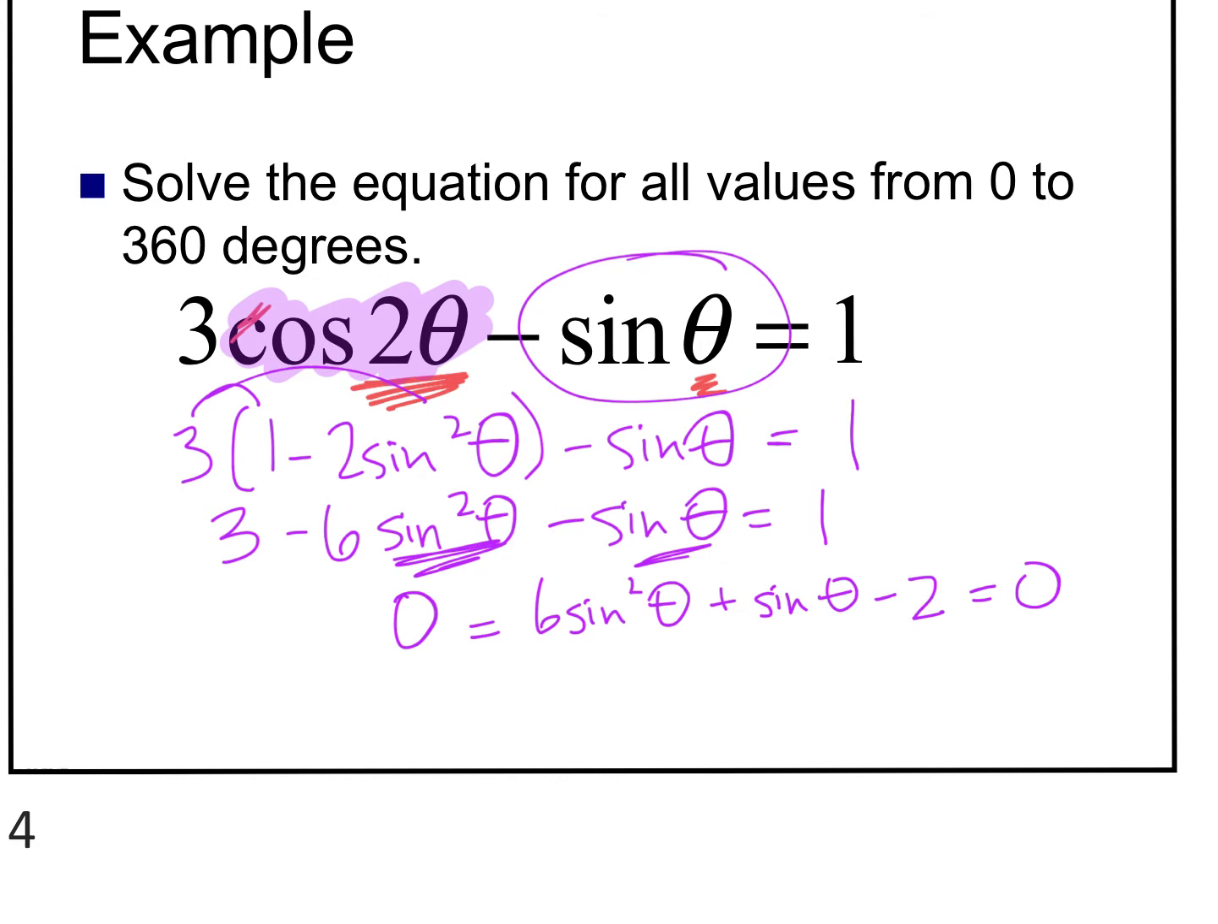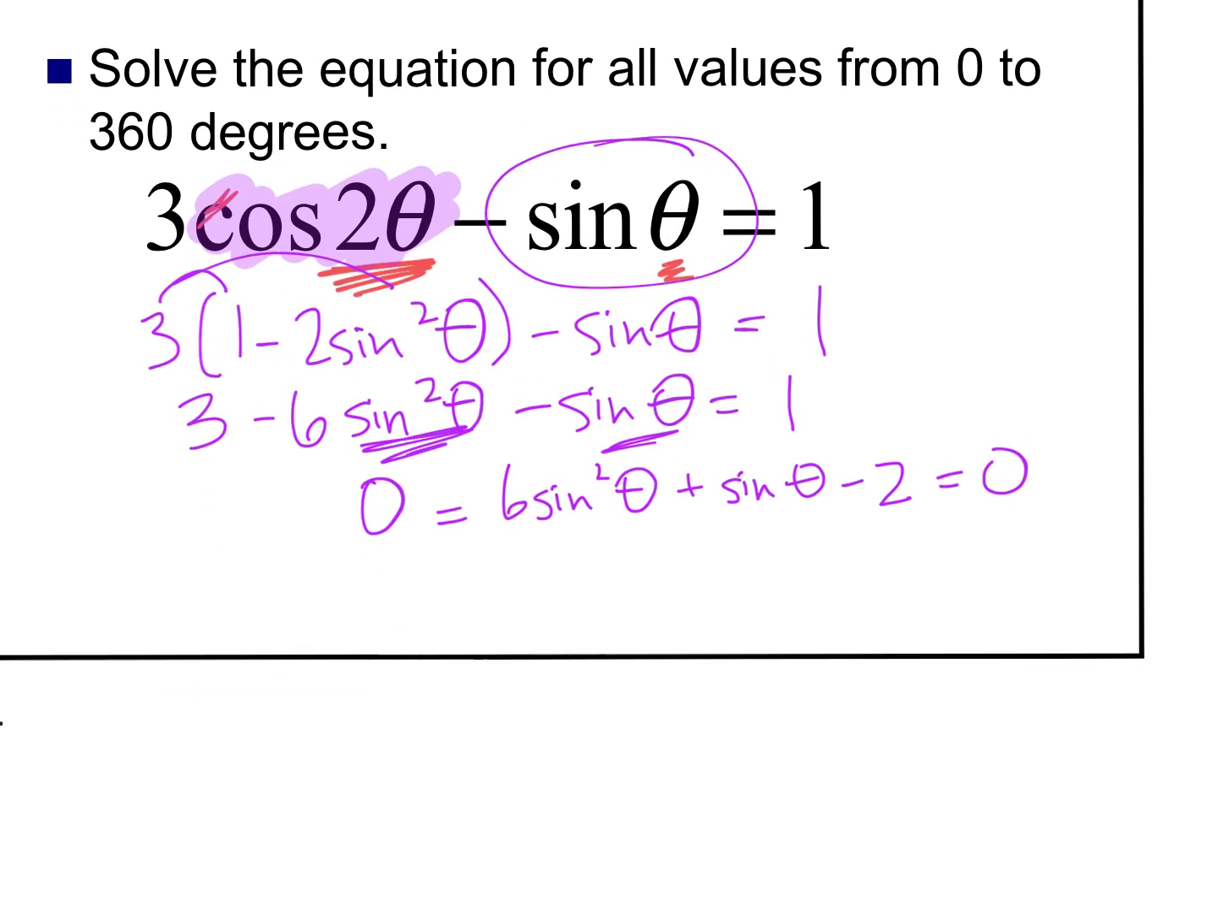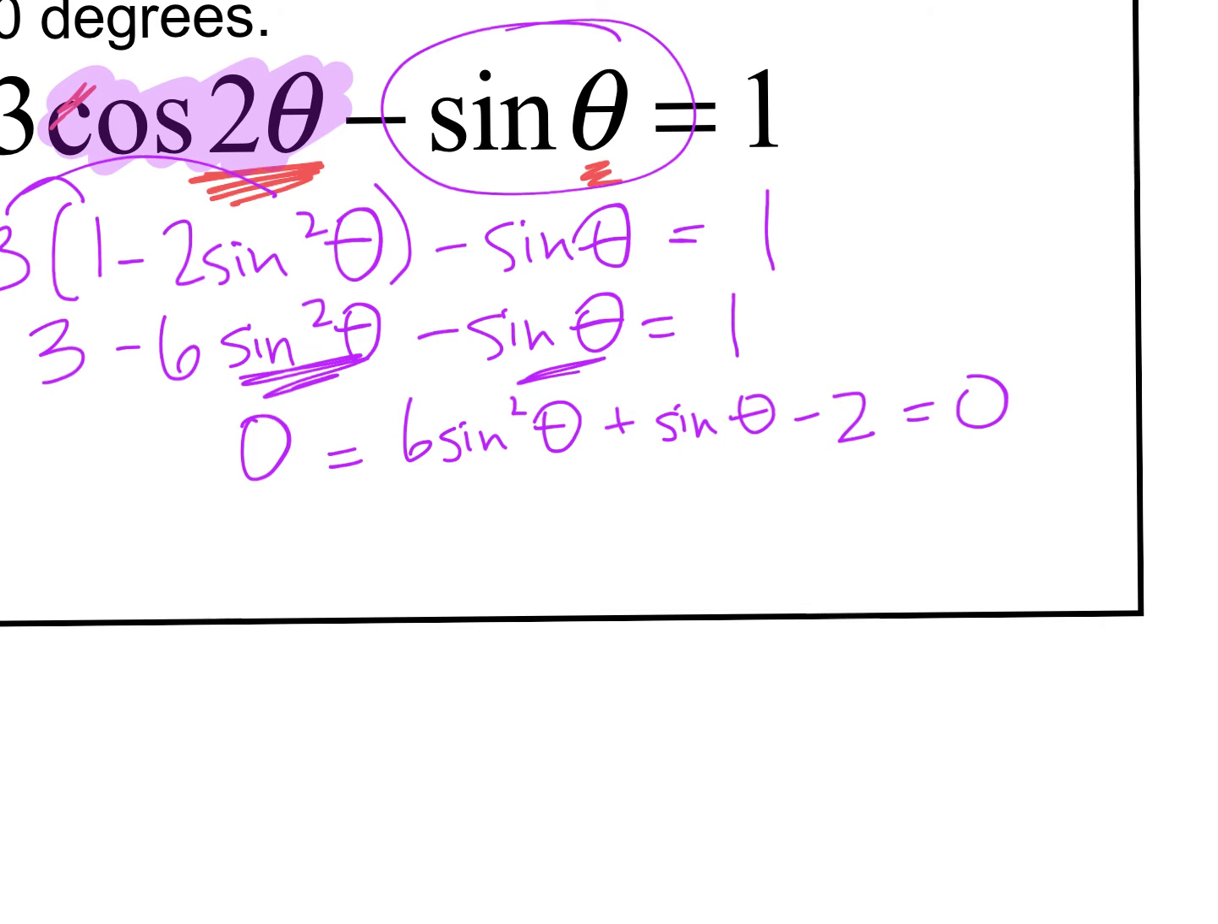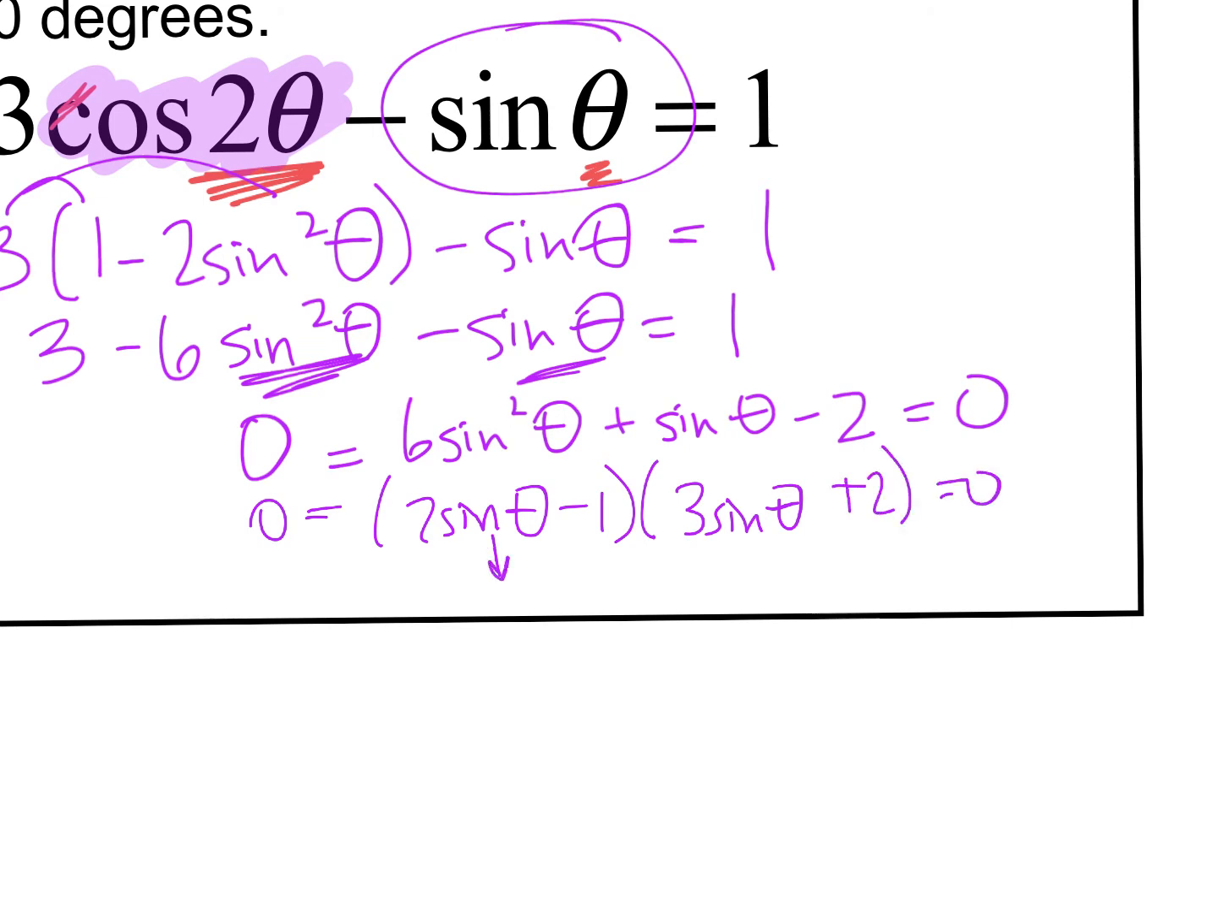All right, and that is factorable. Okay, I know it seems a little weird because there's signs in there. Don't let that throw you off. All right, you still can absolutely factor that. It becomes 2 sine theta minus 1 times 3 sine theta plus 2. So when you set this one equal to 0, sine of theta is going to equal 1/2. And when you set this one equal to 0, the sine of theta is going to equal negative 2/3.